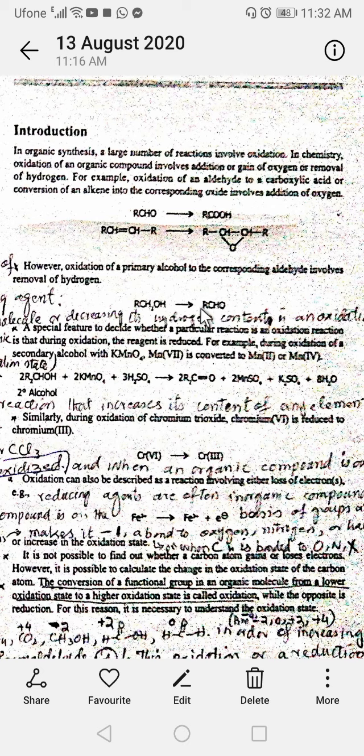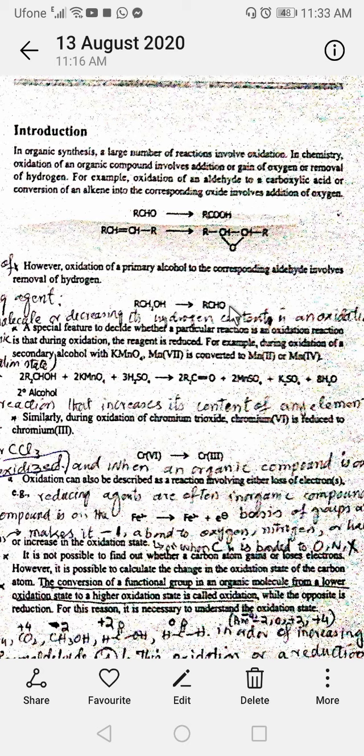So what is this? Decrease in hydrogen contents. Decrease in hydrogen contents from the reactant to the product is called oxidation. So primary alcohol is oxidized into the aldehyde. This is called oxidation.